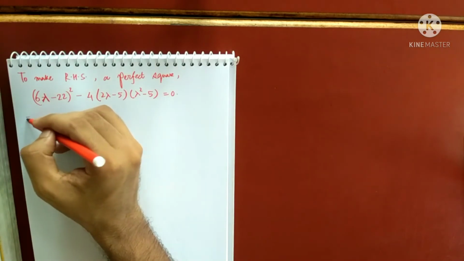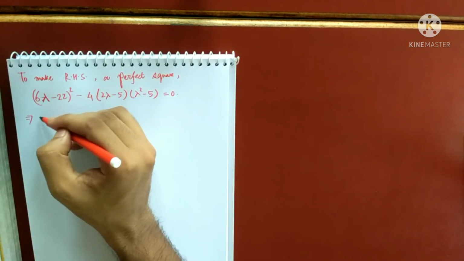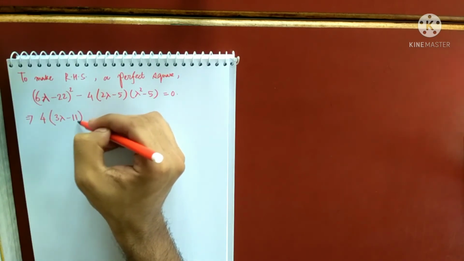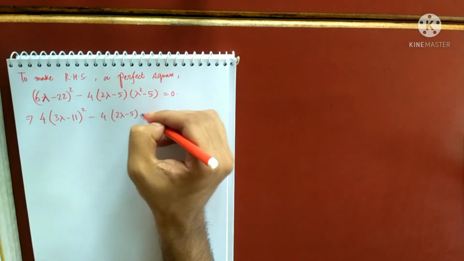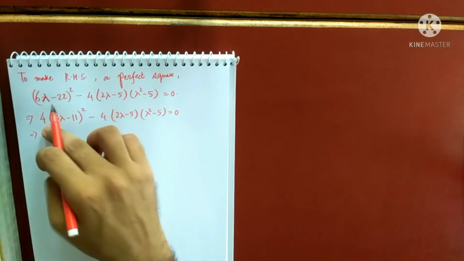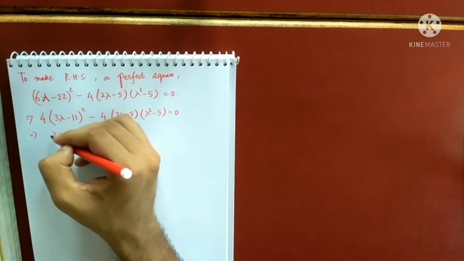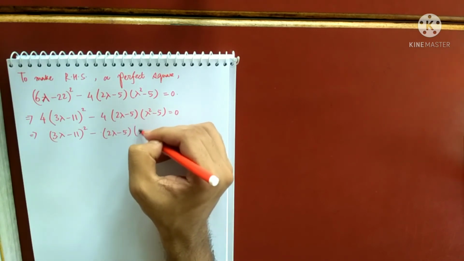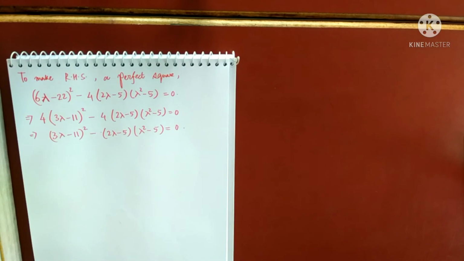Okay, so now we can make this easy again. What is common? At least 2 is common, right? If I am taking 2 common, so that will become 2 square, which is 4, and this will become 3 lambda minus 11 whole square minus 4 into 2 lambda minus 5 into lambda square minus 5 equals to 0. Taking 4 common, and that is not equal to 0, so we can divide. So 3 lambda minus 11 whole square minus 2 lambda minus 5 and lambda square minus 5 equals to 0.